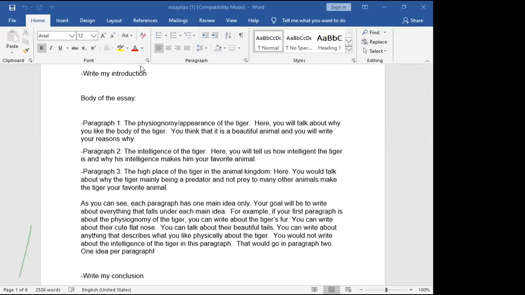You can talk about their beautiful tails. You can write about anything that describes what you like physically about the tiger. You would not write about the intelligence of the tiger in this paragraph. You would go to paragraph 2. One idea per paragraph. Now, back to our accident one.